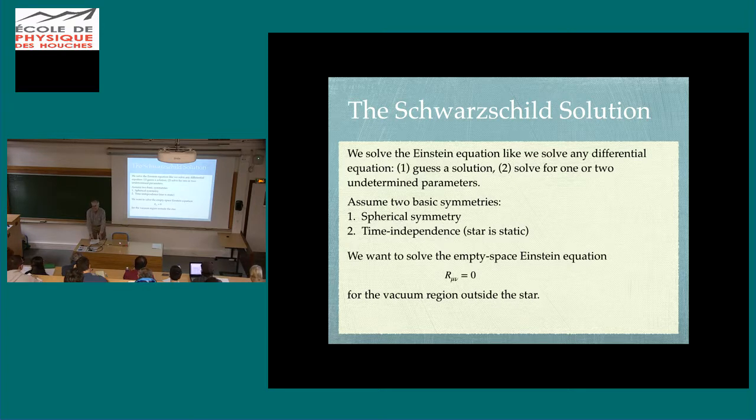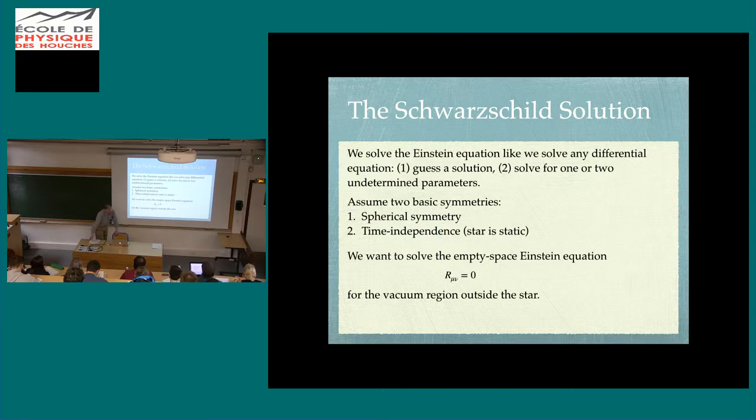So, we solve the Einstein equation. How do you solve a set of 10 coupled nonlinear differential equations? Well, you solve it like you solve any set of differential equations. You guess, right? You guess a solution, you use symmetry, you use whatever you can put together. Put together a reasonable solution, plug it in, solve for a few undetermined parameters. If you can't get a coherent solution, then you start over with another guess. That's what we do. That's the only way to do it.